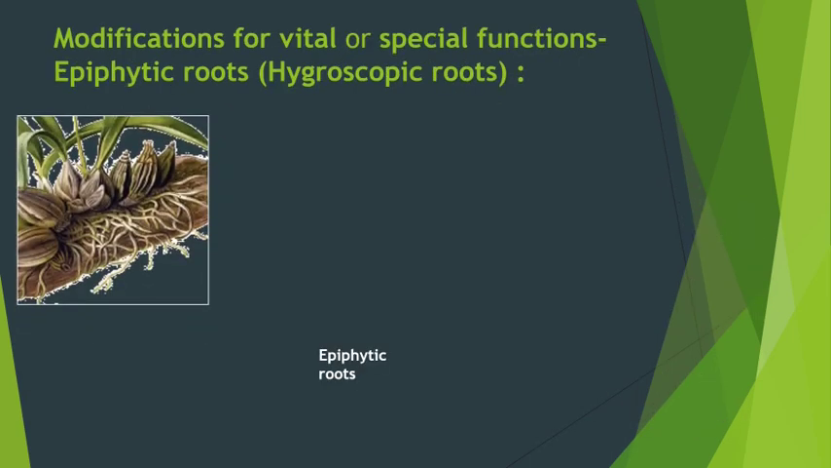Now, let us talk about the very interesting epiphytic root. First, let us understand the meaning of the word epiphytic plant. Epi means above, phyta means plants. Plants growing on other plants, but not taking nutrition from that plant. It is just taking support. Usually, these epiphytic plants like orchids, like Vanda, are found in dense forest.